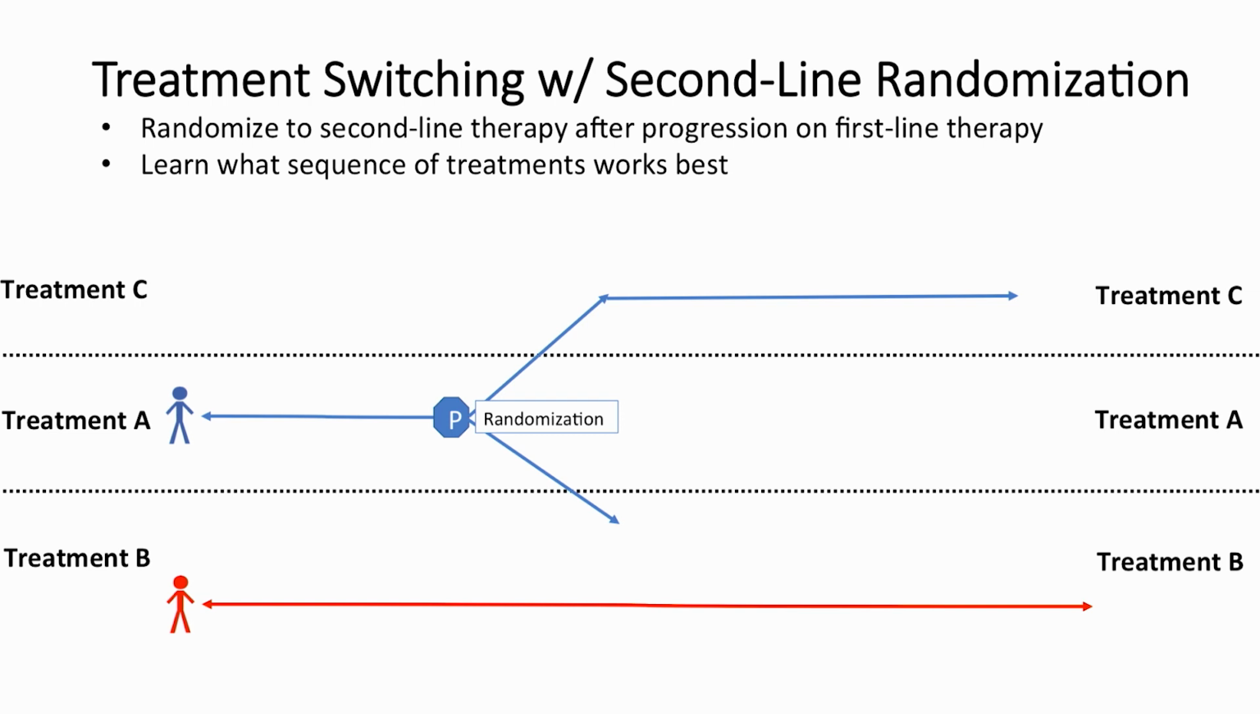Oftentimes, these are also done to actually learn what looks best both in first-line and second-line therapy. So instead of there just being a one-way switch where a subject goes from placebo to active therapy, there could be randomization post-progression to learn what all possible second-line therapies work best.